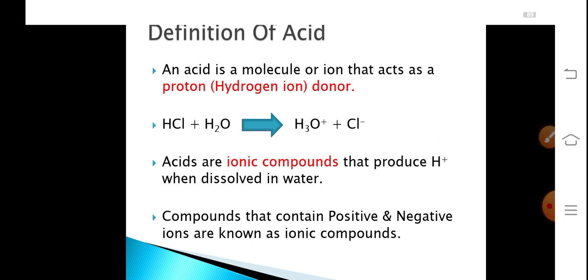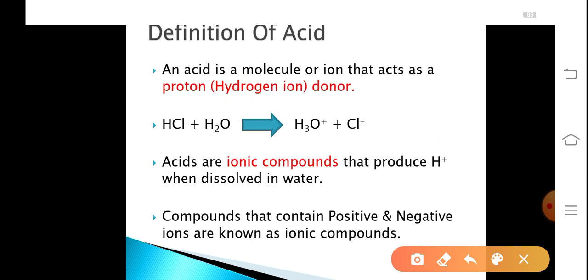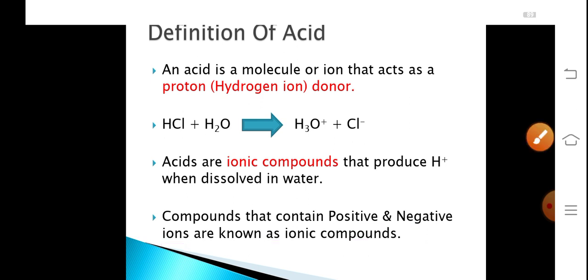So what are ionic compounds? How do we define them? Compounds that contain positive or negative ions are known as ionic compounds. So, acids are also ionic compounds. They have a tendency to donate protons in the presence of water.